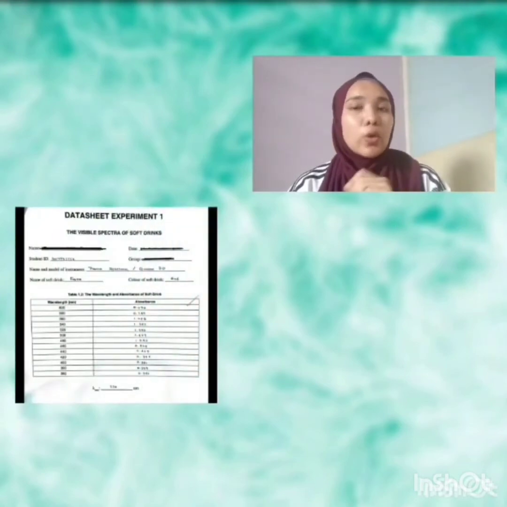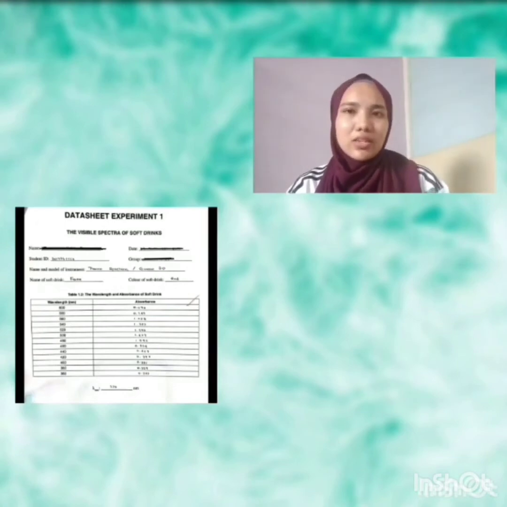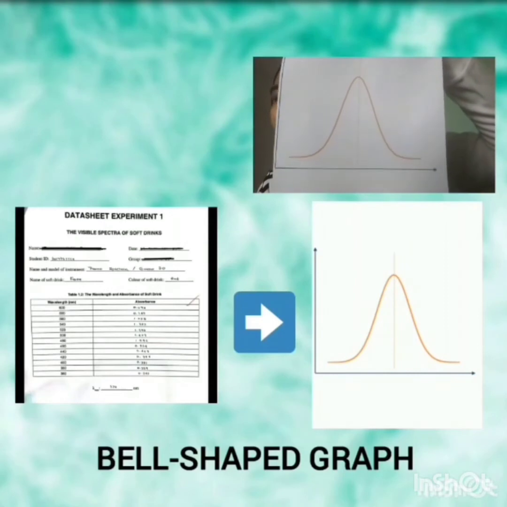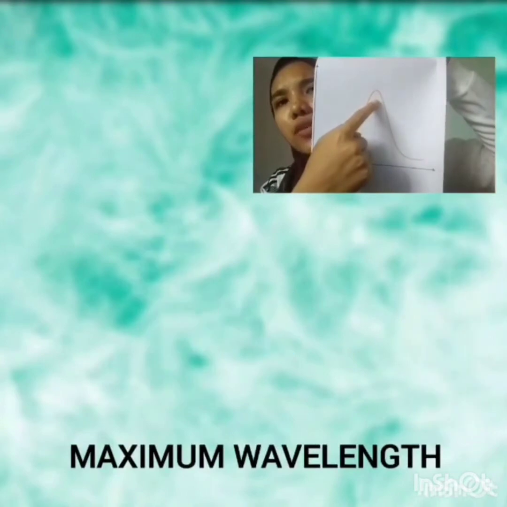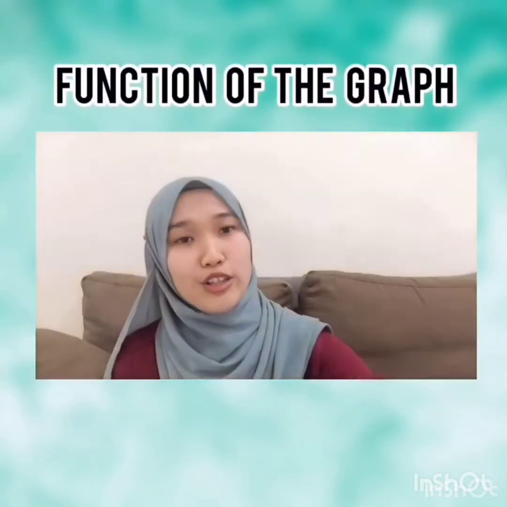But wait, after all the experiments are done, the results recorded will be interpreted by constructing a graph. What graph? The graph that will be formed is a bell-shaped graph. The bell-shaped graph looks like this, with the highest peak. The highest peak is called the maximum wavelength. So what is the maximum wavelength? The function of this graph is to know the maximum wavelength absorbed, which is lambda max, by the soft drink.